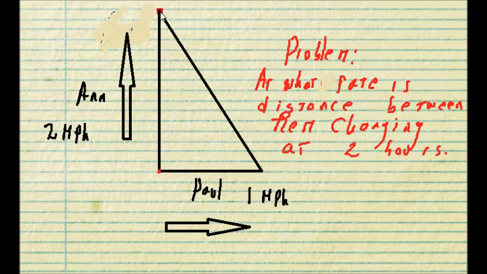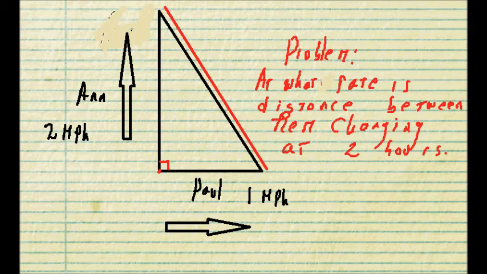So we are trying to find the rate of change of this distance, the direct distance between them, at 2 hours. This is the distance whose rate of change we want to find at exactly 2 hours. They began at the same time, one going north, one going west. So here we have a right triangle.